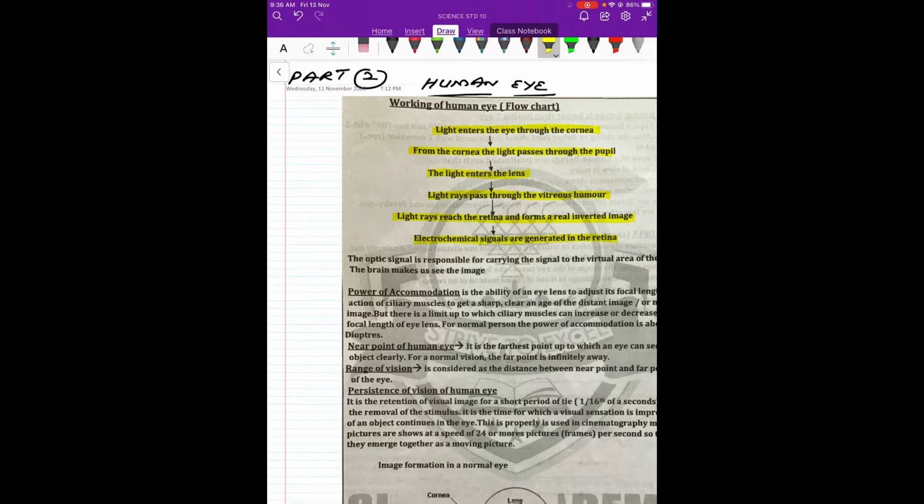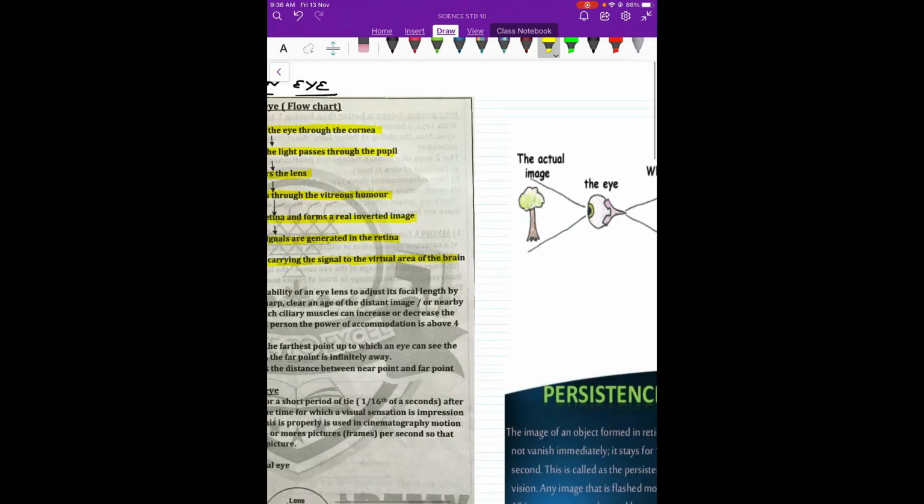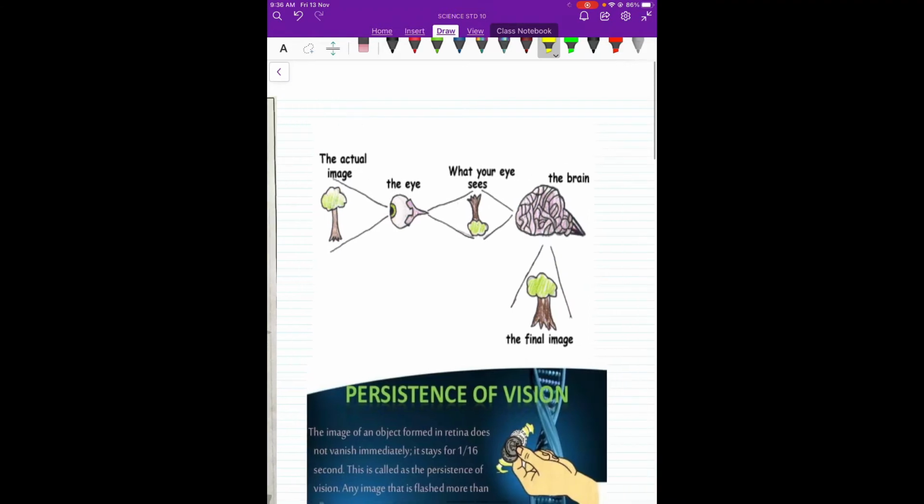Now the brain perceives it and gives us a sensation of how the image is looking. So the optic nerve is responsible for carrying the signal to the visual area of the brain, and it is the brain which makes us see. For example, this is a tree. This is a very nice diagram. This is an actual, upright tree, which our eyes are looking at.